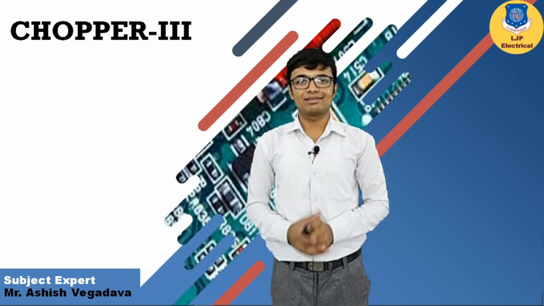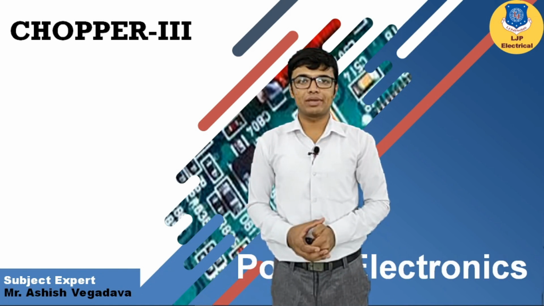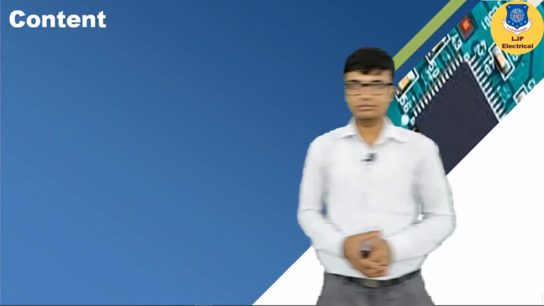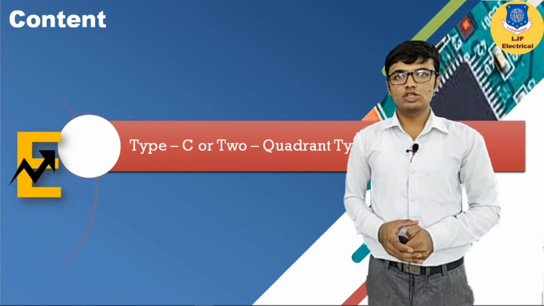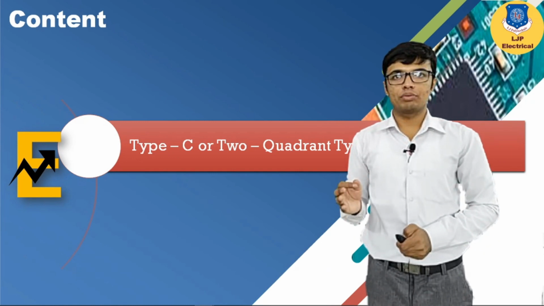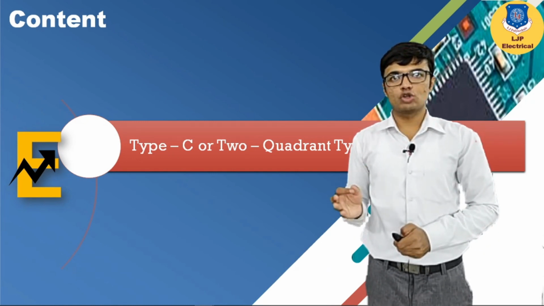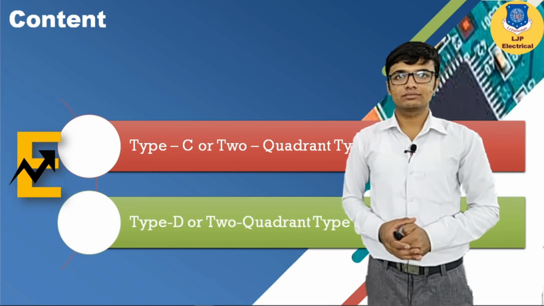Today we will learn Chopper Part 3 in the subject Power Electronics. Let's move to the content of this topic. In this topic we will learn Class C chopper, which is a 2-quadrant Type A chopper, and also we will learn Class D chopper, which is a 2-quadrant Class B chopper.